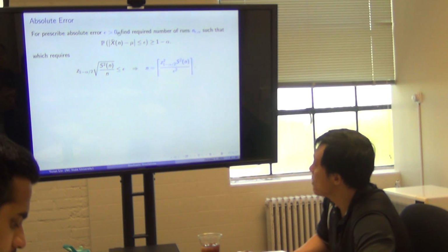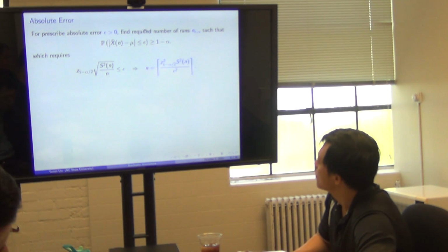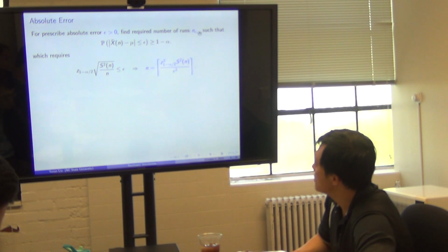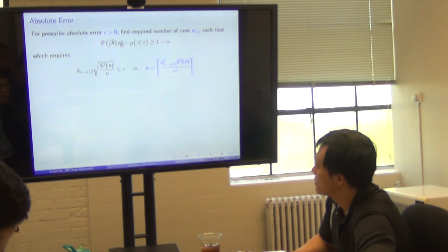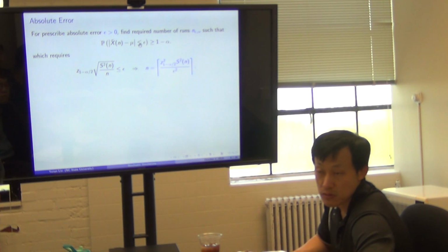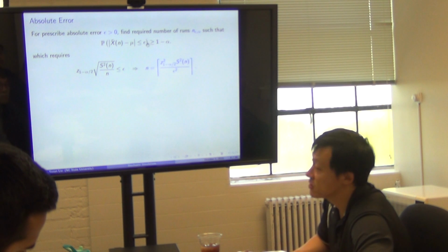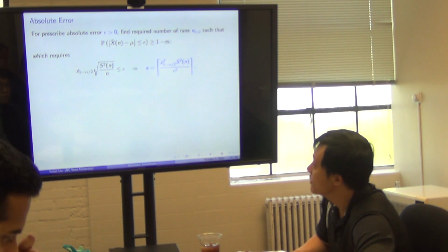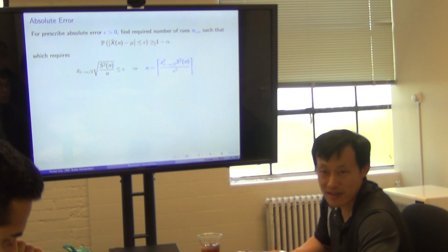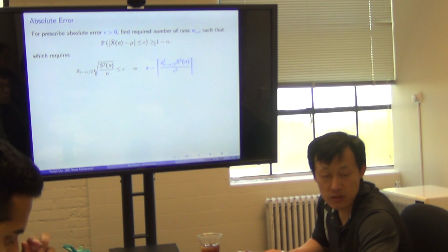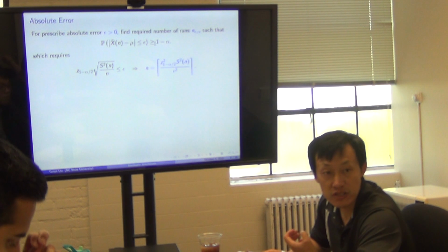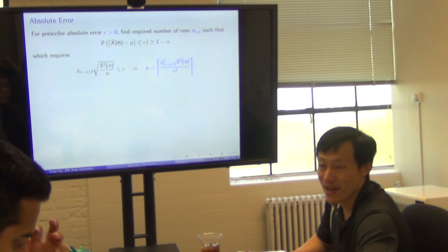Some small number. Find the required number of n such that the true value deviating from my estimator is less than epsilon with a probability that is big enough. This is your confidence level. You can't guarantee this for sure, but you can put a probability there to measure the certainty, or the confidence level, because this quantity is random.